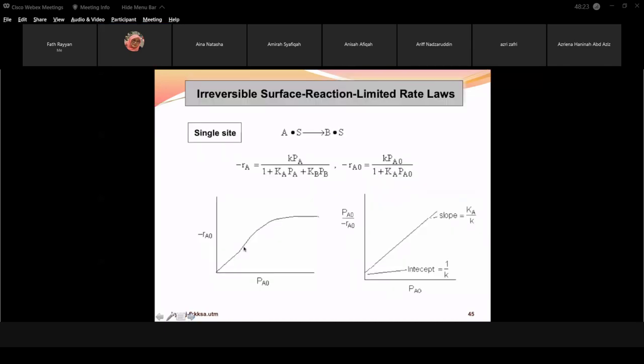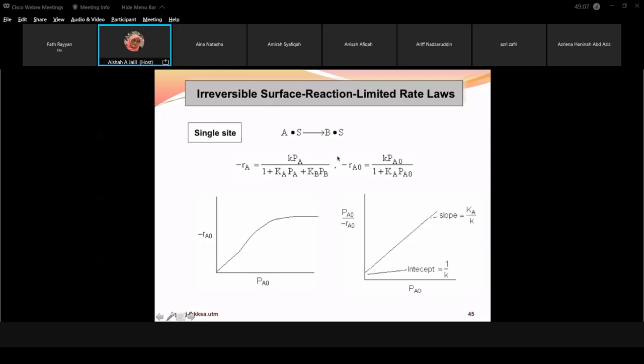This is the irreversible surface reaction limiting rate law. Single site, this is irreversible. The reaction can be irreversible or reversible. So if it is irreversible single site, it becomes like this. And then you have to remember this. You can refer to your notes or your textbook. This is the rate law for this one.